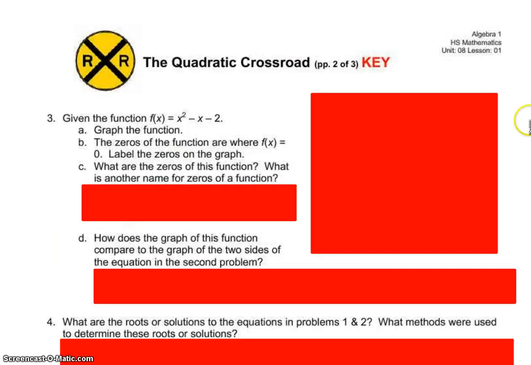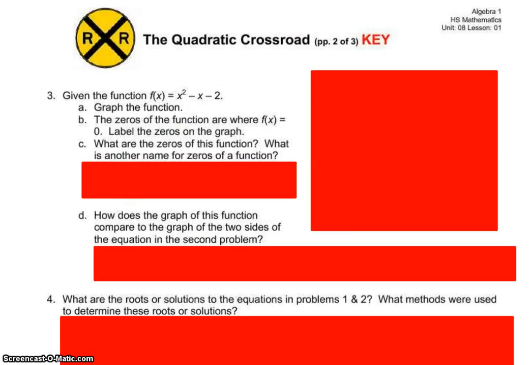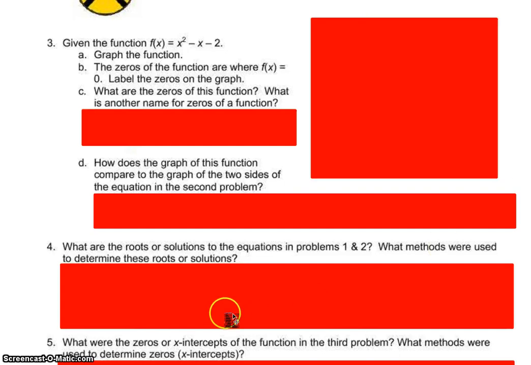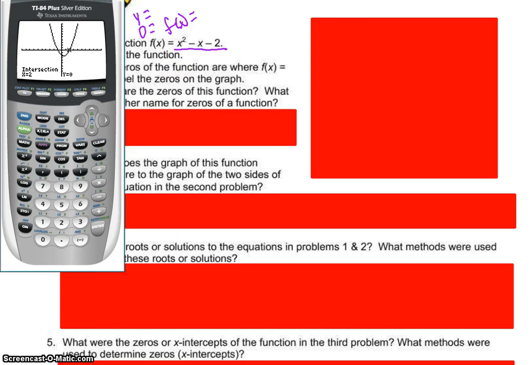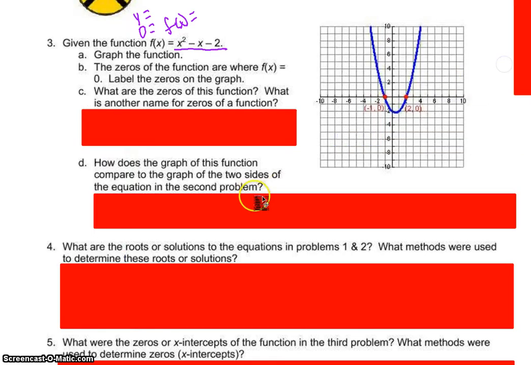Looking at the back, graph the function f of x is equal to x squared minus x minus 2. By the way, y equal, 0 equal, and f of x equal are all treated the same. You just take everything on the other side and you put it in your calculator at y equal x squared minus x minus 2. Look at your graph. Hopefully it looks like this.